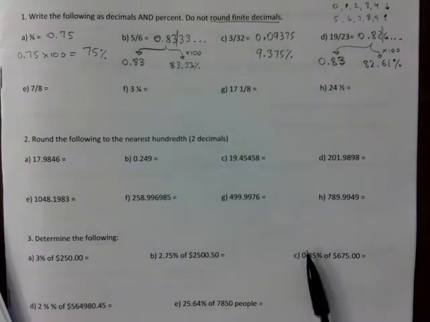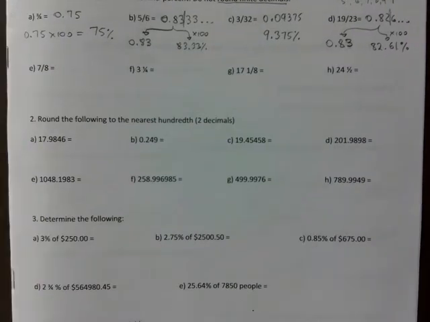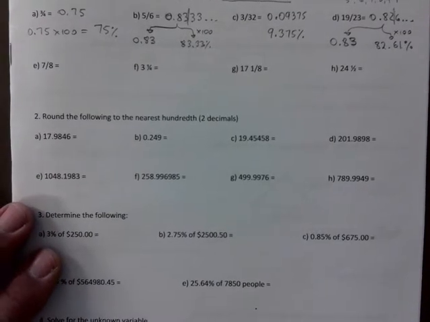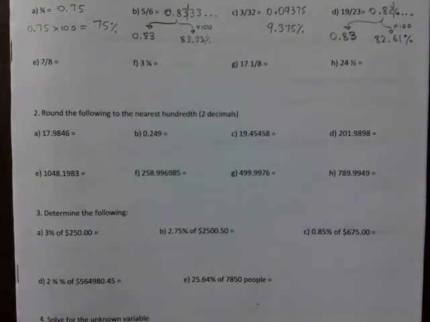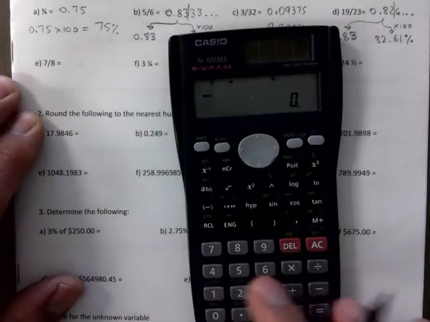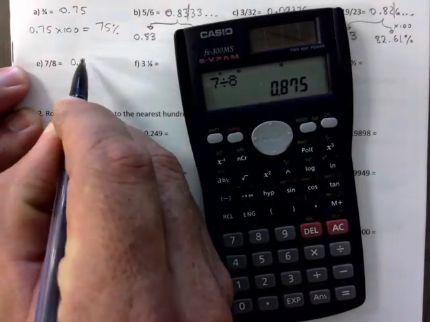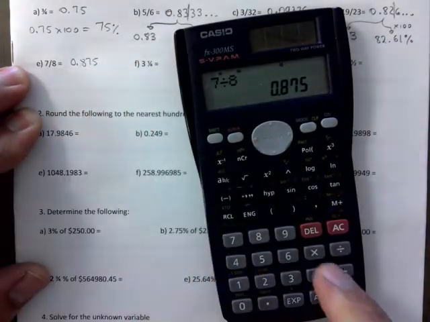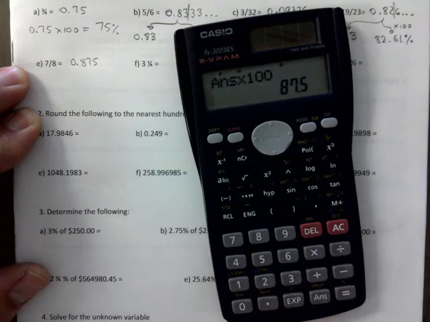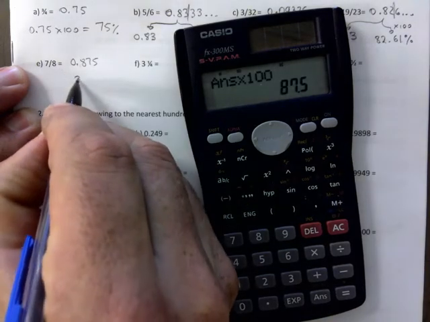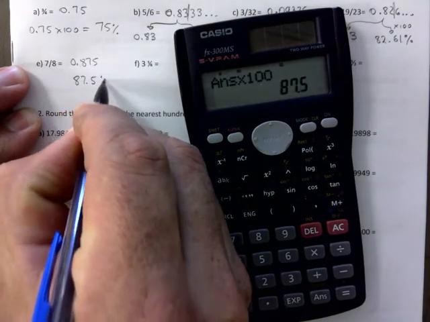Okay. I'll be with you in a bit. I won't do every single one. I'm gonna get you going and you take the rest. Right. So 7 divided by 8. That's a finite, so leave it like that. Multiply it by 100 or shift the decimal over 2 places. That's 87.5%.